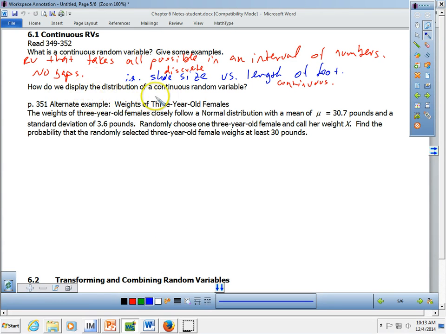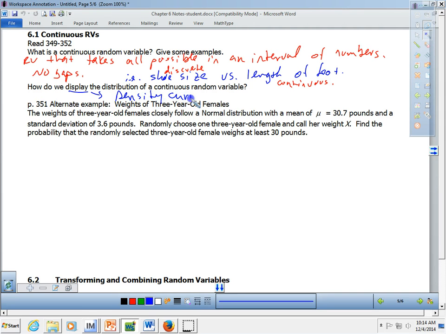And so how do we display the distribution of a continuous random variable? Well, first off, we can't just list it in a table form like we did with discrete random variables. Discrete random variables have very distinct values with gaps, and unless there are an infinite number of those values, we can list them easily enough. But since we're talking about all the possible values in an interval of numbers here, there's an infinite number of values that a continuous random variable can take on, so it makes no sense to show a table form of the distribution. So what we do is we go right to the display, and the display has to be a density curve.